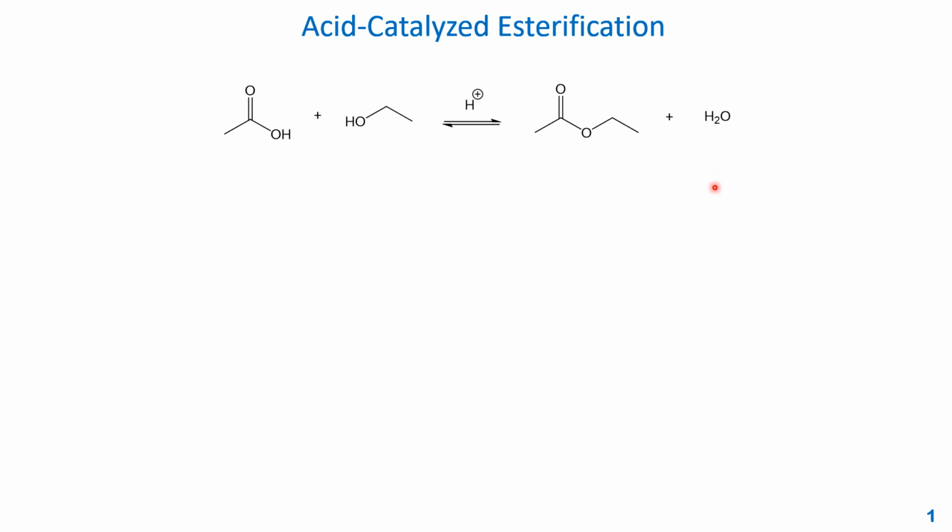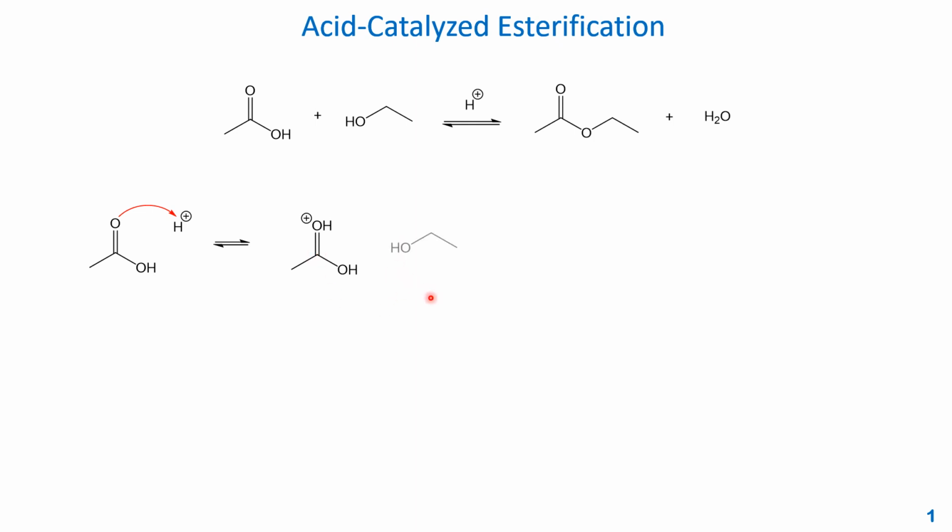And the arrow pushing mechanism will be: the first step is the protonation of the carboxylic acid. And the lone pair on this oxygen will attack this proton and then make this protonated carboxylic acid. And then this carbon here will be more electrophilic.